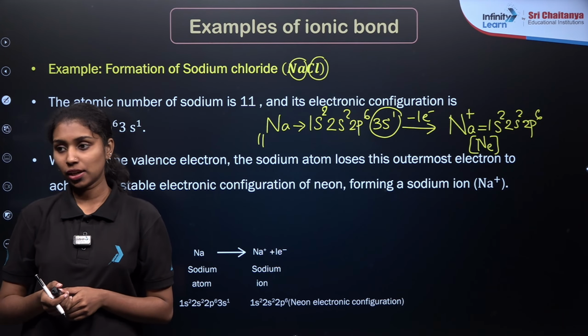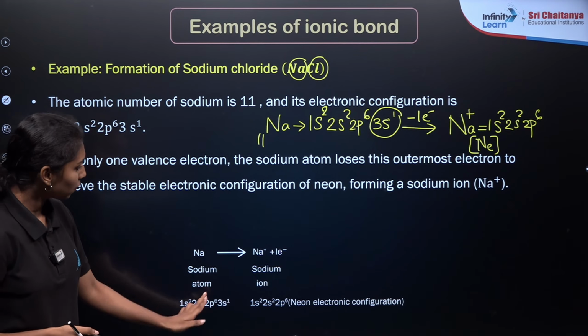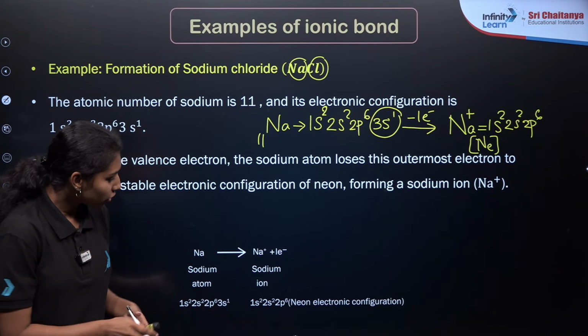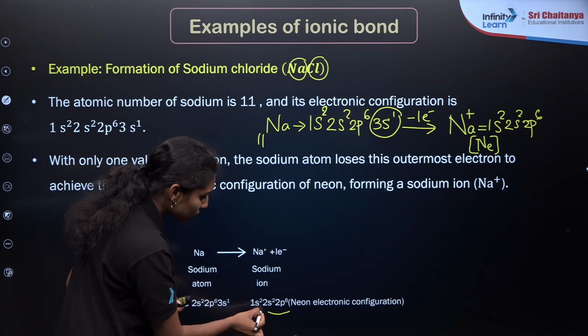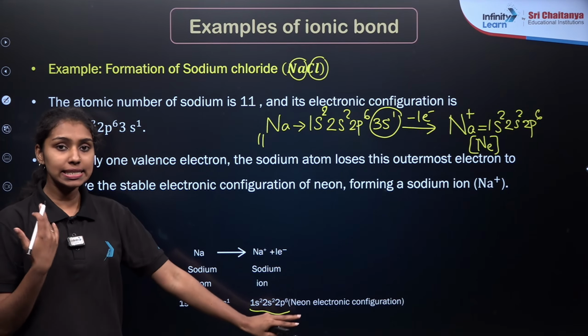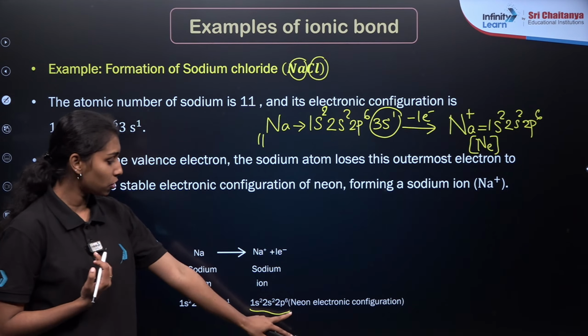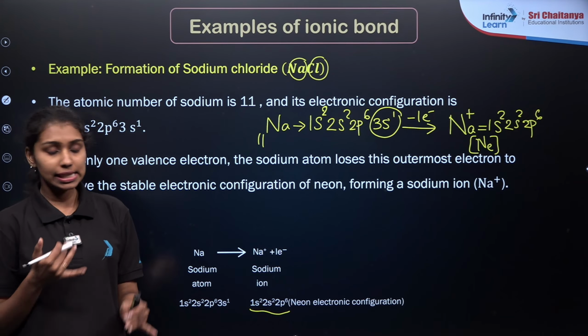Yes, sodium is the metal and chlorine is the non-metal, right? So sodium will be losing 1 electron to form the sodium ion. So it will have the electronic configuration 1s2, 2s2, 2p6, which is the nearest stable inert gas configuration, or the noble gas configuration of neon. Is there any doubt?